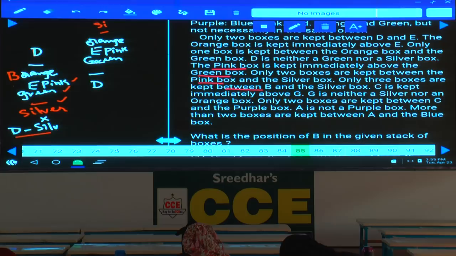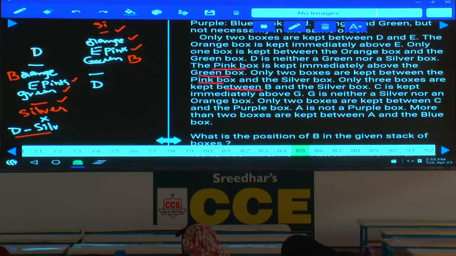And in the second case, between silver and B, there must be exactly three. Hence, 1, 2, and 3. And this B must be green box. Done with this? Now, as of now also, we are having both the possibilities. Both the possibilities are intact. Then next one, C is kept immediately above G. Now, C is kept immediately above G.